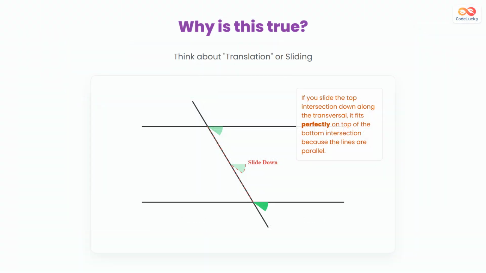Why is this true? Imagine sliding the top line down along the transversal. Because the lines are parallel, the angles don't change direction. The top intersection fits perfectly over the bottom one. That is why the angles must be equal.